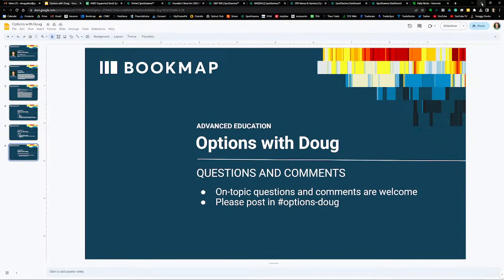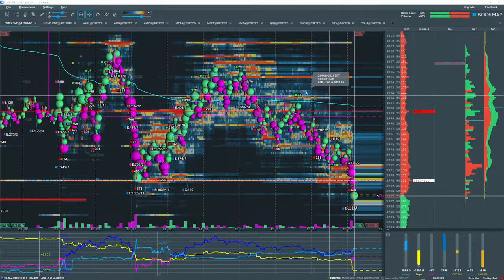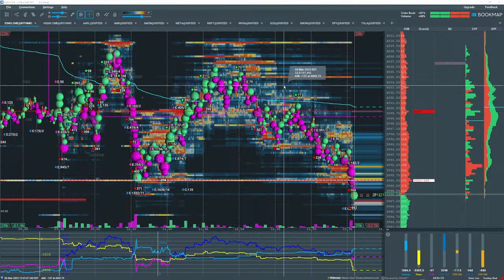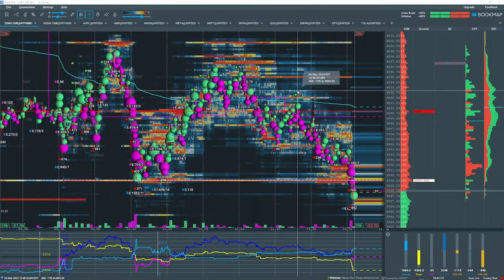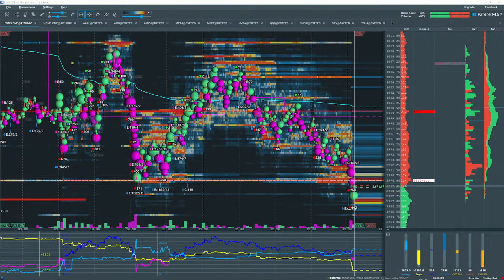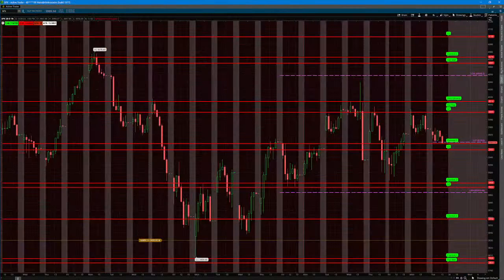All right, let's start with positional analysis now. This is the S&P 500 futures, ES, in Bookmap. And before I dig into this chart, I'm going to take a look at a larger time frame. I'm going to start with a 20-day 1-hour chart.